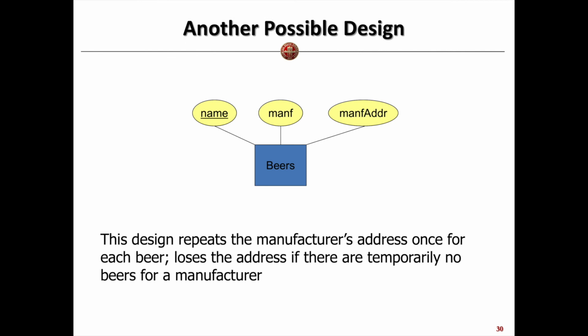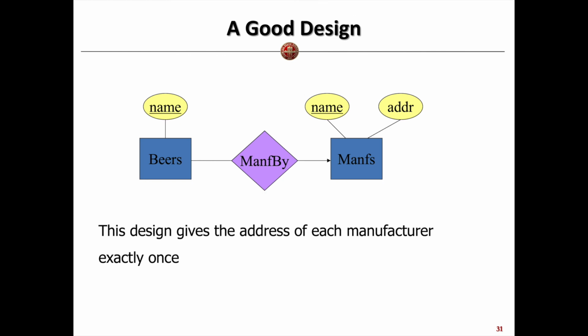Because in this design, we have to store the same manufacturer name as well as address multiple times if the manufacturer produces multiple beers. If we store the same information multiple times, then it will create lots of inconsistency. A much better design will be like this.